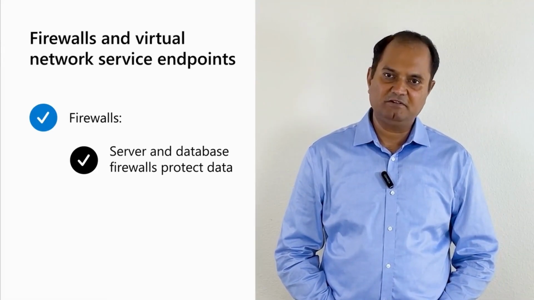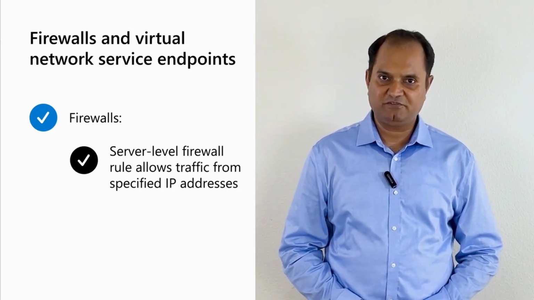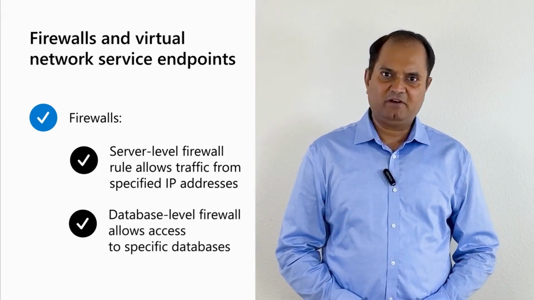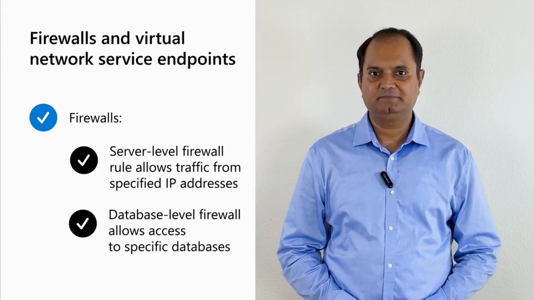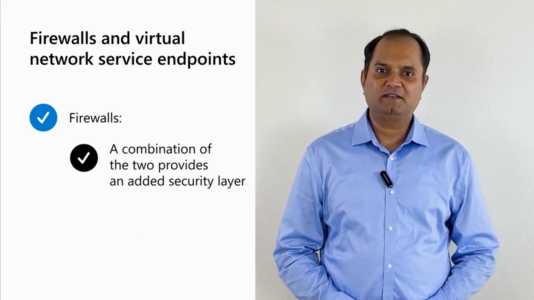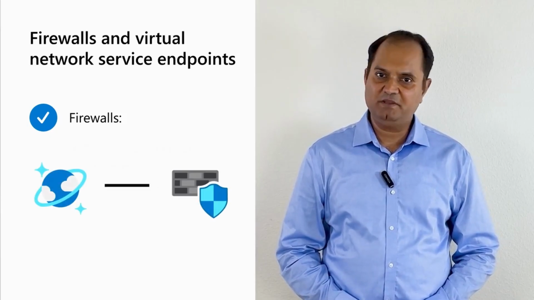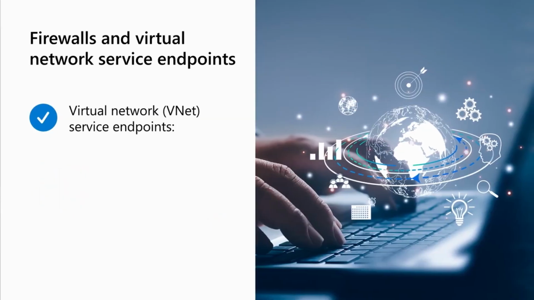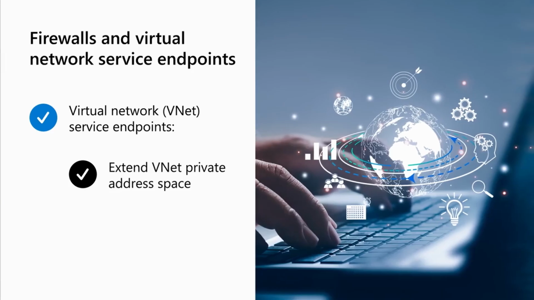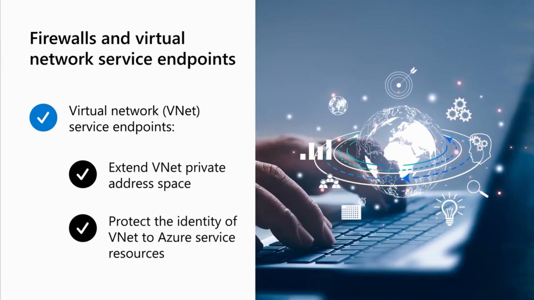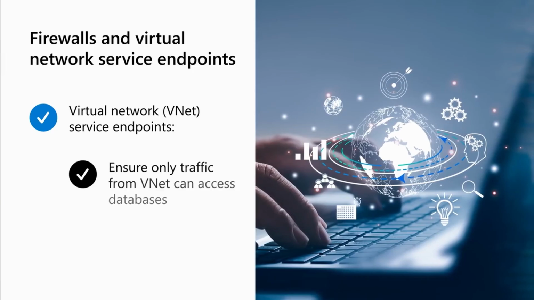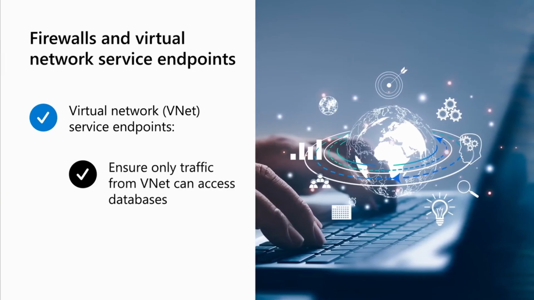Azure SQL Database, for instance, uses firewall at the server and database levels to protect the data. The server-level firewall rule allows traffic from specified IP addresses, while the database-level firewall allows access to specific databases. The combination of these two provides an added layer of security. Similarly, Azure Cosmos DB uses an IP firewall to control network access. Virtual network, VNet, service endpoints extend your VNet private address space and protect the identity of your VNet to Azure service resources, ensuring that only traffic from your VNet can access the databases.